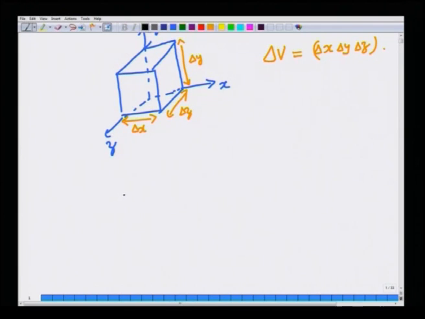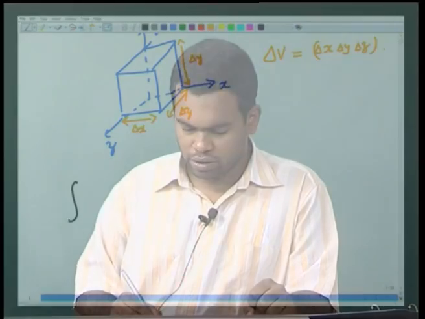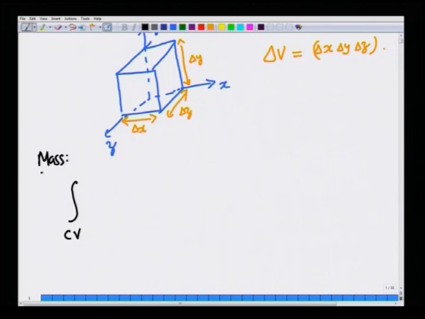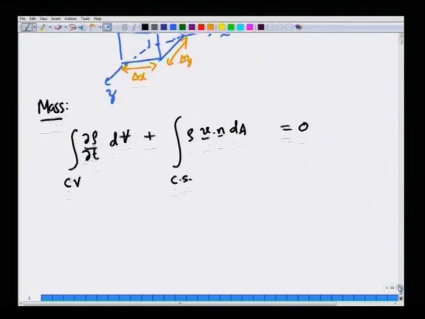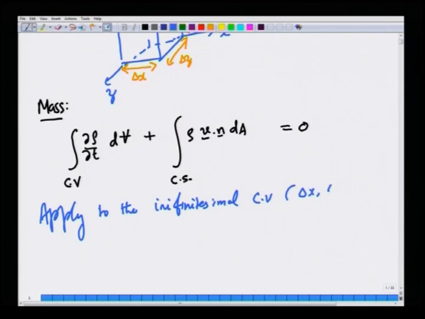Okay. So, what one does to derive the differential balances is to use the integral balance for a CV and take the limit of an infinitesimal CV. So, if we look at conservation of mass as applied to a CV, we already derived the rate of change of mass present in the CV plus integral rho v dot n dA over the control surface is 0. This is the most general equation that governs mass conservation for a CV. Now, we are going to apply this to the infinitesimal CV with sides delta x, delta y, delta z, the cubic CV that we just drew here.